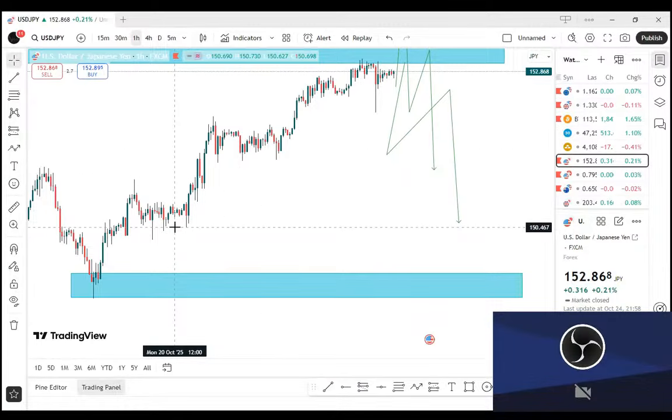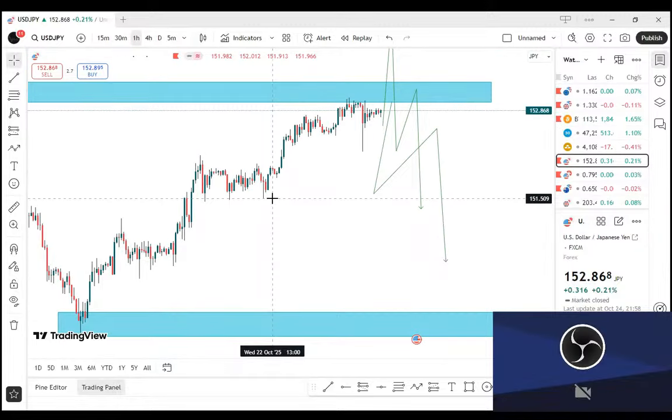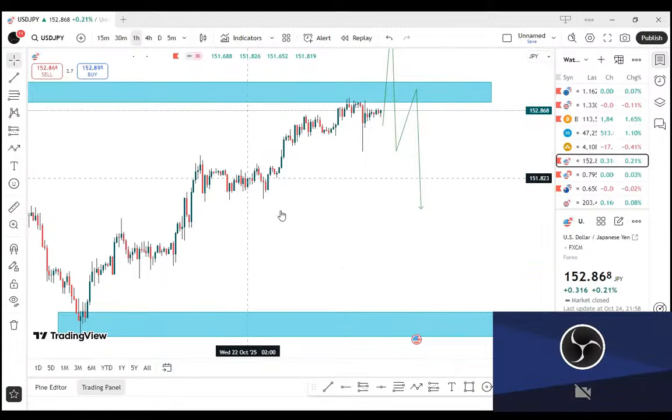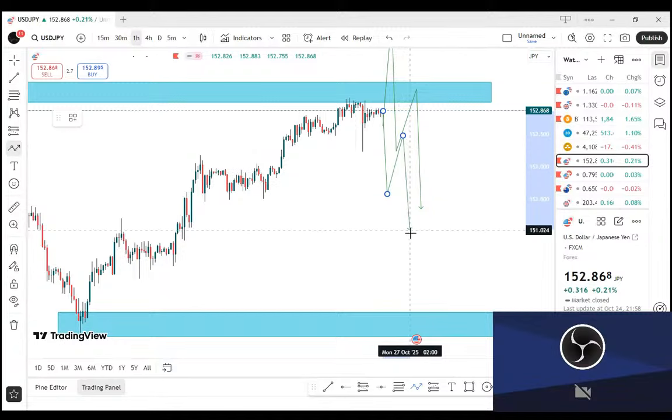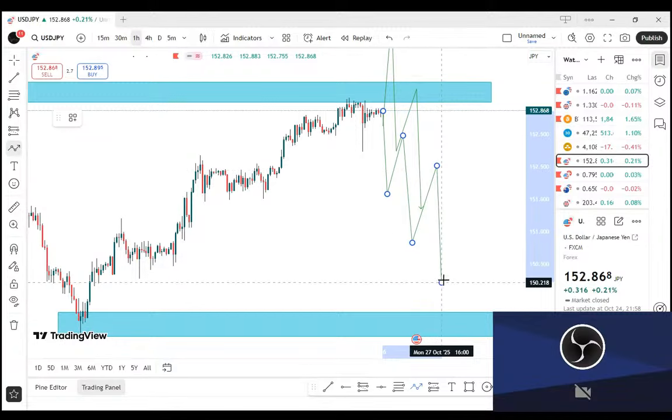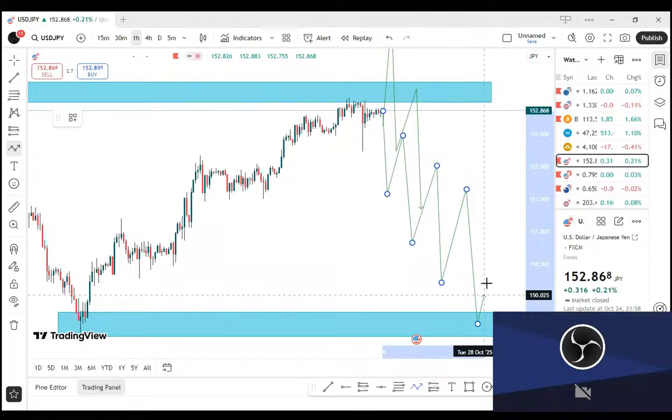You know, not this low. I don't count this as a low. I don't count this as a low. These are minor pullbacks, not lows. The main move is here. You notice once price taps here, boom.